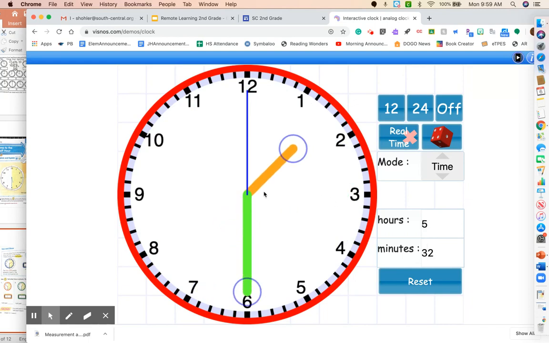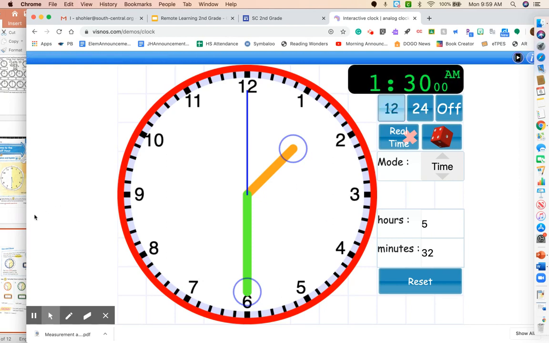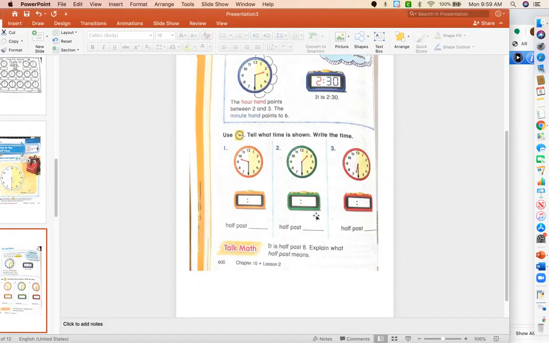All right, what hour are we in? We are in the 1 o'clock hour because it's between the 1 and the 2. It hasn't got to the 2 yet. So we are at 1, and then the 6 we know is 30. So it should say 1:30. So go ahead and put me on pause and put 1:30 in your digital box and 1:30.